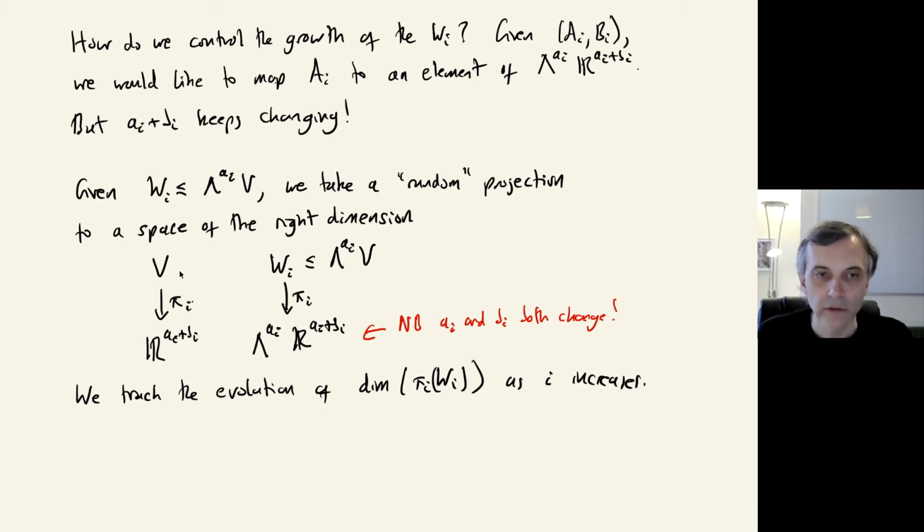Okay, so we'll take a random projection π from V, our big space, to the A_i-th exterior power of R^{A_i+B_i}, the A_i plus B_i dimensional real space, and then see what happens to W_i. And we just track the evolution of the dimension of that as i increases. And I mean, you can say random projection, you can say general position. I find it easier to think about random projections, just so that you have no linear dependencies except for the ones that you're forced to have. That's the basic rule.